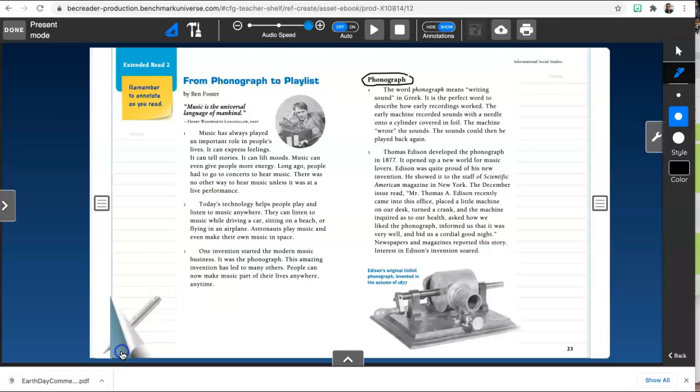So if I read about the phonograph, I can see in paragraph 4 how it was made. So the phonograph was made with an early machine that recorded sounds with a needle onto a cylinder covered in foil. So that shows me how the phonograph was made. And if I keep reading, it says that he was proud of it. You had to turn a crank.